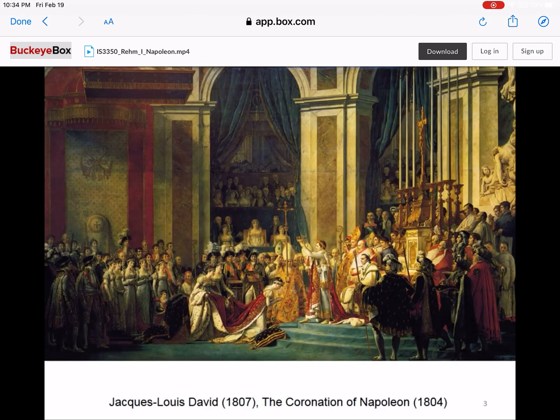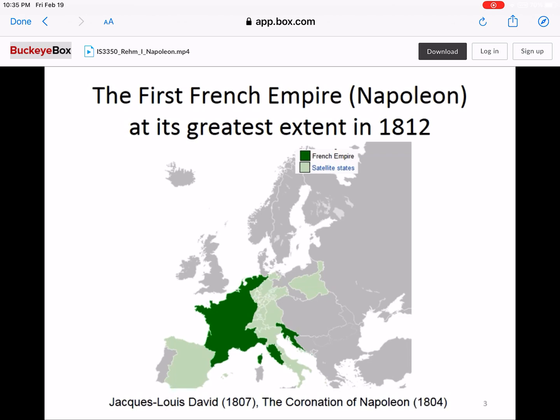Here's a painting by Jacques-Louis David that depicts the coronation of Napoleon. This is a big ceremony with the Pope being there and all. And during that ceremony, Napoleon actually crowns himself. So he takes the crown and puts it on his own head, and then he crowns his wife.